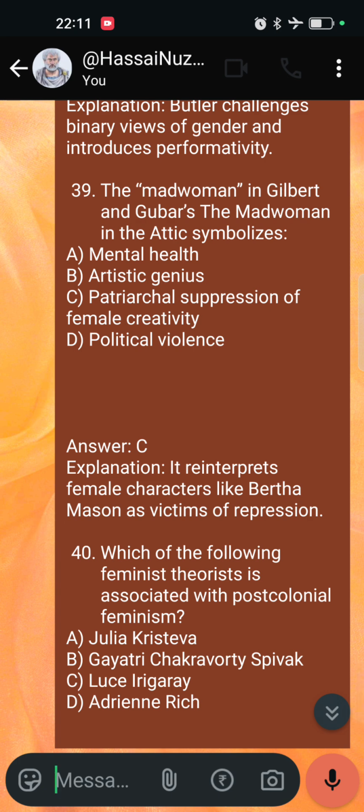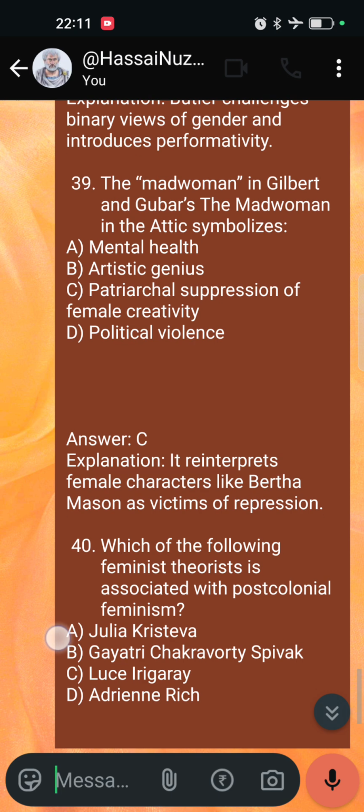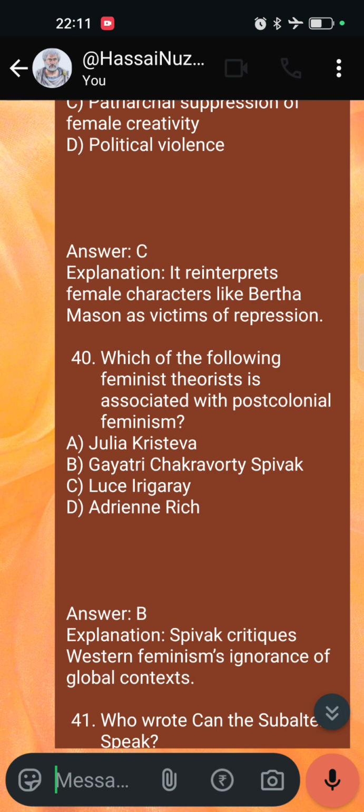40th question. Which of the following feminist theorists is associated with post-colonial feminism? Answer is B. Gayatri Chakravorty Spivak. Spivak critiques Western feminism's ignorance of global contexts.